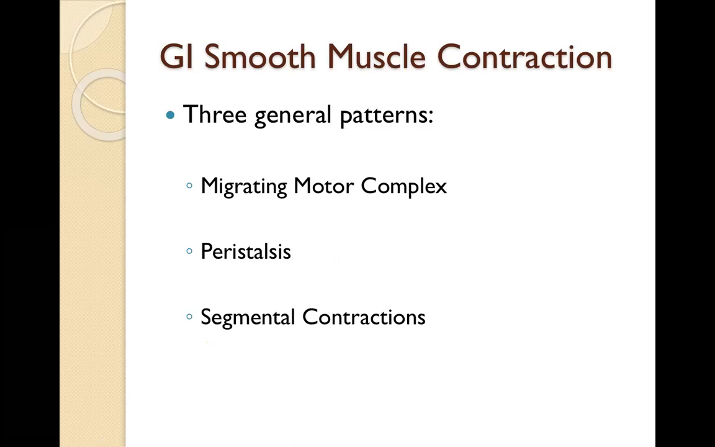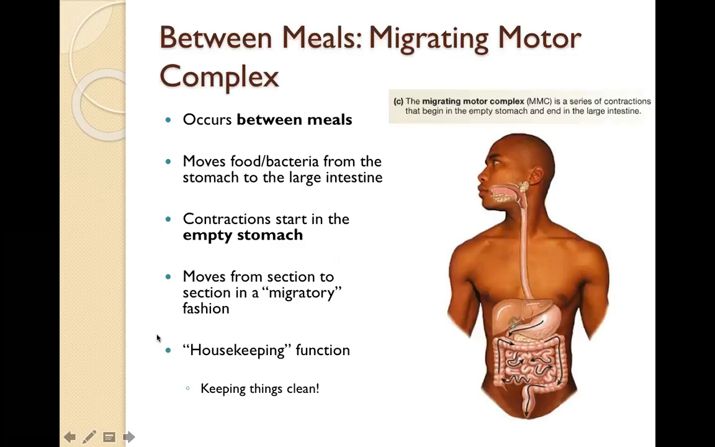And these three types are referred to as the migrating motor complex, peristalsis, which probably most of you have heard of, and segmental contractions. The migrating motor complex is the type of movement that occurs in the GI tract between meals. So it's not while you're eating a meal, it's not just after a meal, it's in the period of time when you're not eating. And it helps food move along from the stomach to the large intestine.